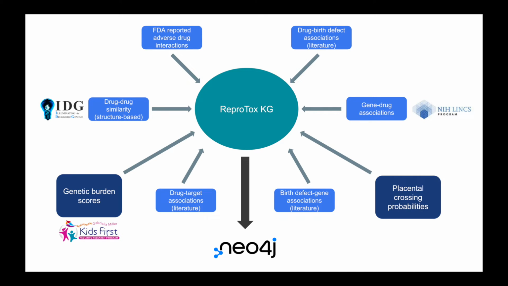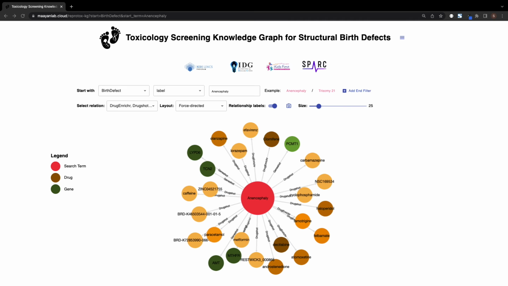All of the gathered data is stored in the reproductive toxicity, or ReproTox, knowledge graph. This knowledge graph is provided as a back-end Neo4j database, and it is also provided as an interactive graph-based interface for visualizing the associations between birth defects, drugs, and genes.